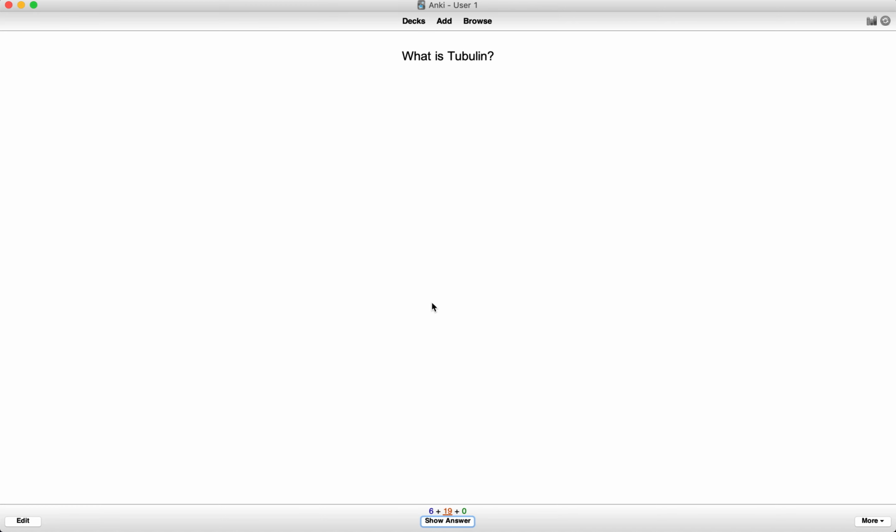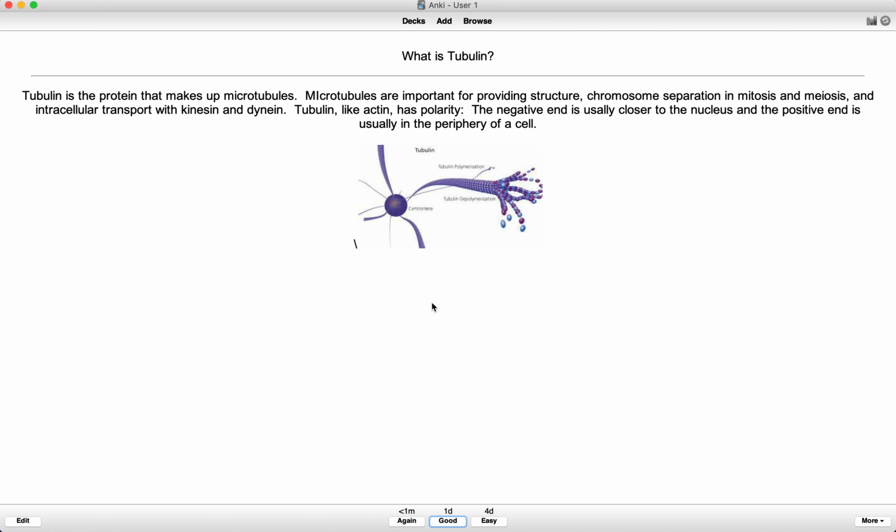Tubulin is part of the microtubule. Tubulin also has positive and negative ends. The negative end is towards the nucleus, and the positive end is towards the periphery of the cell. And tubulin, I think that's all I know about it.